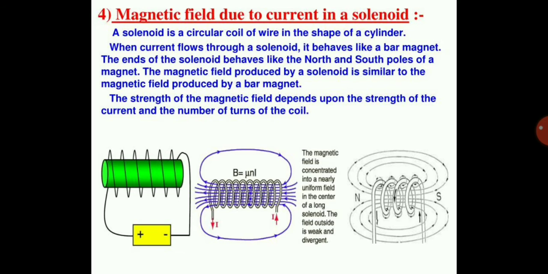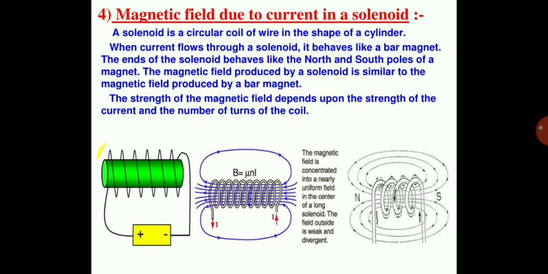Next is the magnetic field due to current in a solenoid. Solenoid means anything which is empty in between, and you can see the picture over there, the green color. There's a rod in between and the wire is twisted around it. A solenoid is a circular coil of wire in the shape of a cylinder. When current flows through a solenoid, it behaves like a bar magnet. Bar magnet means one pole becomes positive and the second one becomes negative. The ends of the solenoid behave like the north and south poles of a magnet.